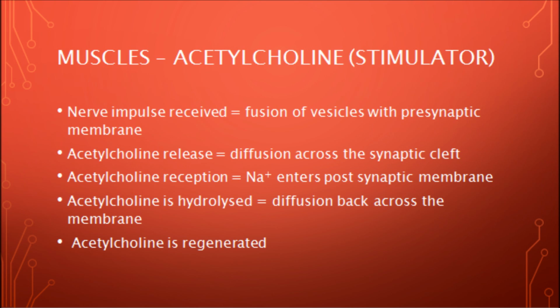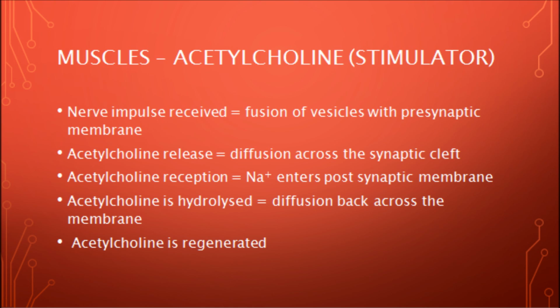Acetylcholine is the neurotransmitter that crosses the neuromuscular junction. As the impulse is received, the fusion of vesicles with the presynaptic membrane occurs, and this is caused by an influx of calcium ions into the presynaptic knob. The acetylcholine is released across the synaptic cleft and diffuses to bind with receptors on the postsynaptic membrane. This causes sodium ions to enter the postsynaptic membrane as the sodium channels are stimulated.